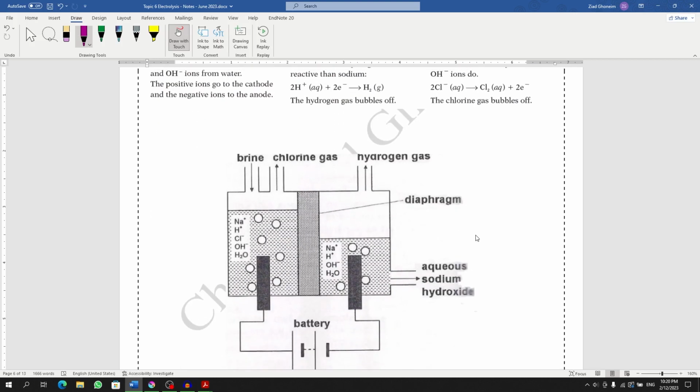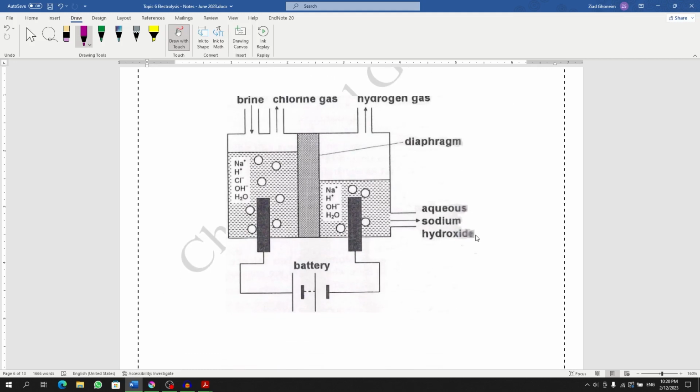This is a drawing of the cell. Of course, you're not required to draw the cell, but you need to know the labels. Here we have brine, and that's how you insert the concentrated sodium chloride solution. That is the electrode connected to the positive pole of the battery, meaning that this is the anode, while this one is the negative pole, which is the cathode, right here. Okay. Here we have sodium, hydrogen, chloride, hydroxide, and more water.